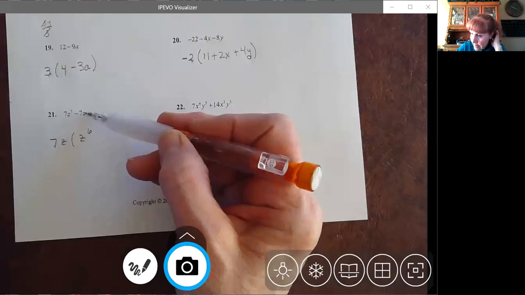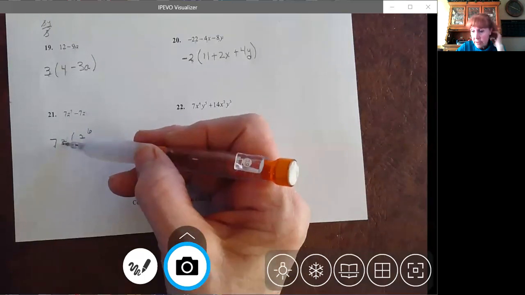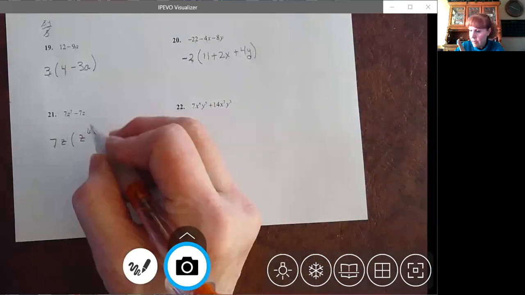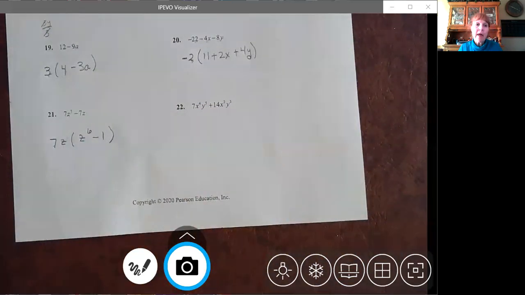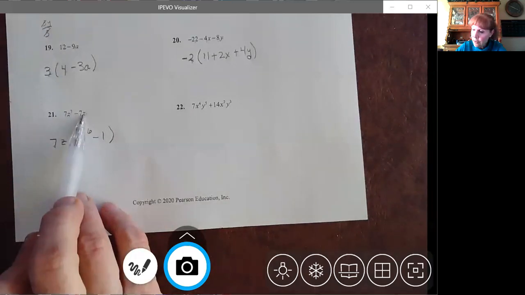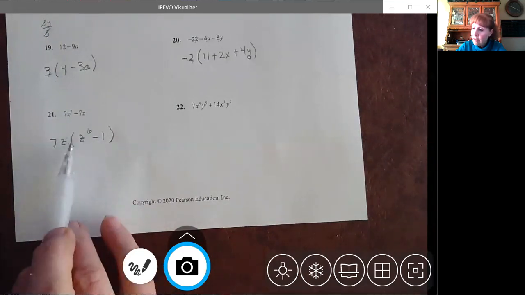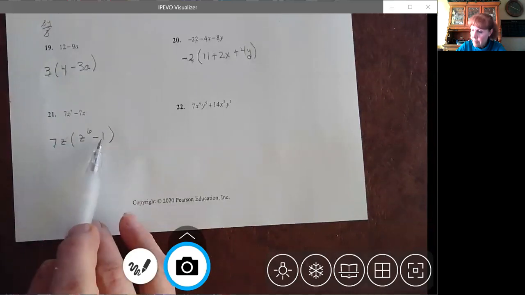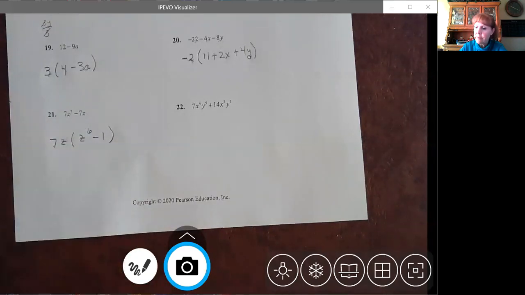Negative 7z divided by 7z, they all cancel and leave you with a 1. You have to have that 1 there. If you have 2 terms here, you have to have 2 terms here. 7z times a negative 1 is a negative 7z. You have to go back to the original. All right, let's try another one.